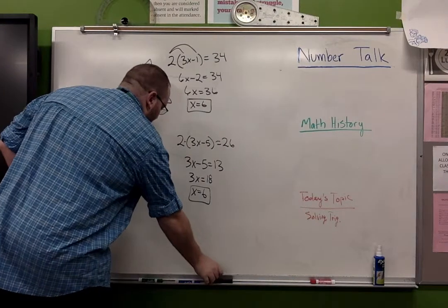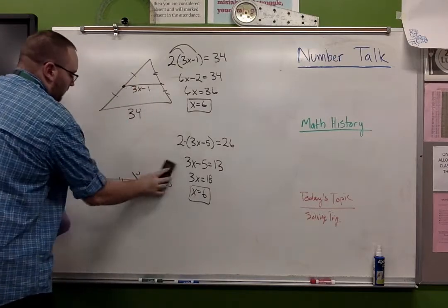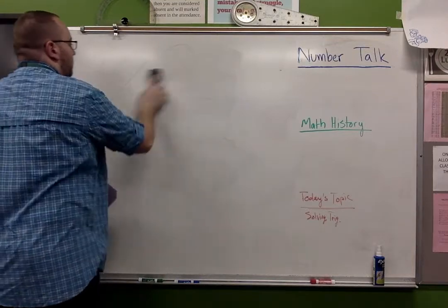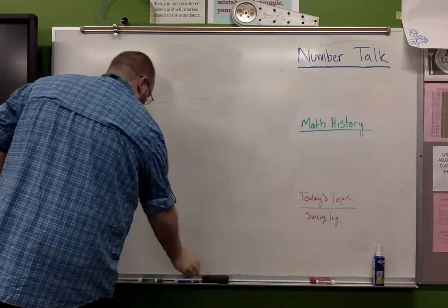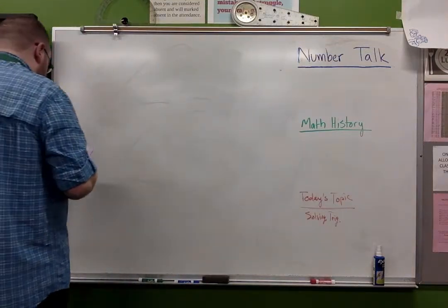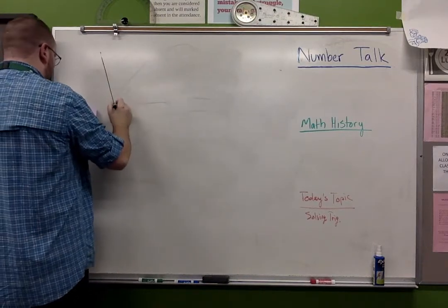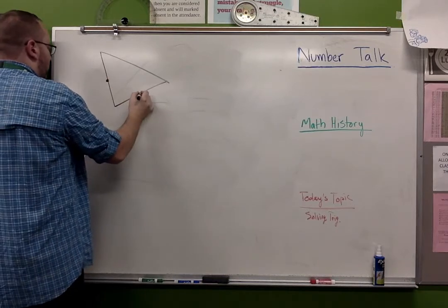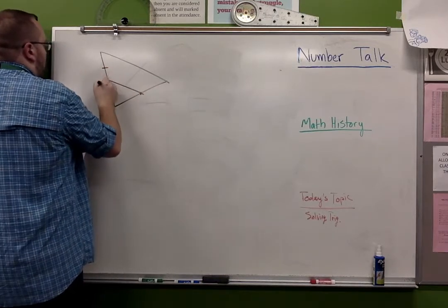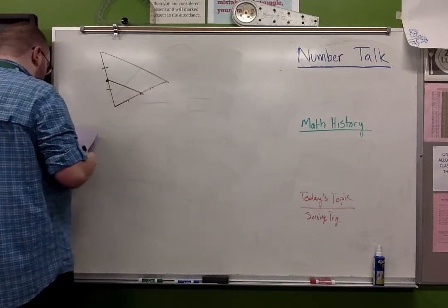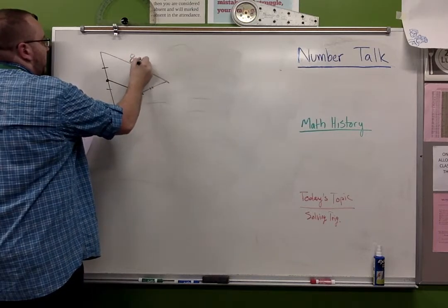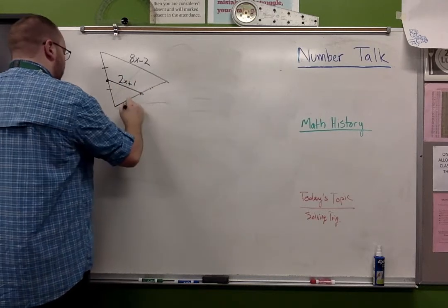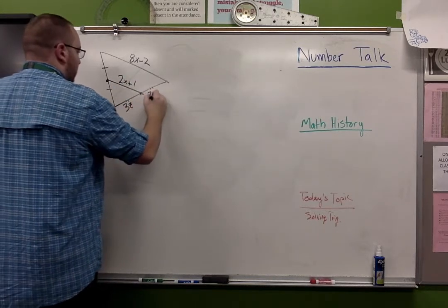Okay, let's find the other 2. Like that. One right here. All right, so this is 8x minus 2. This is 2x plus 1. And then this is 3z. And this is z plus 22.